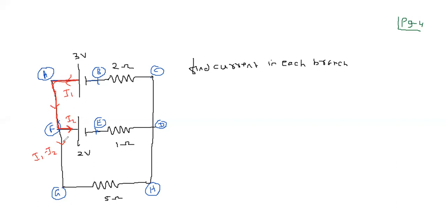So I2 has gone out of I1. What is remaining? I1 minus I2. So how much current is going here? I1 minus I2. And how much current is coming here? I2. At junction D, this current and this current join and go to C. That is I1.